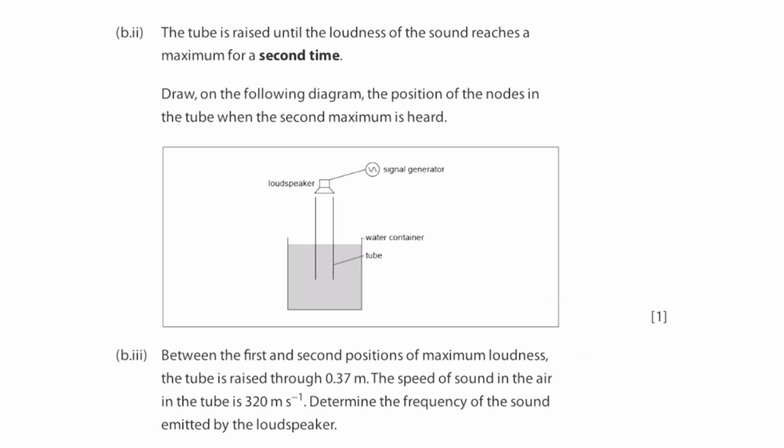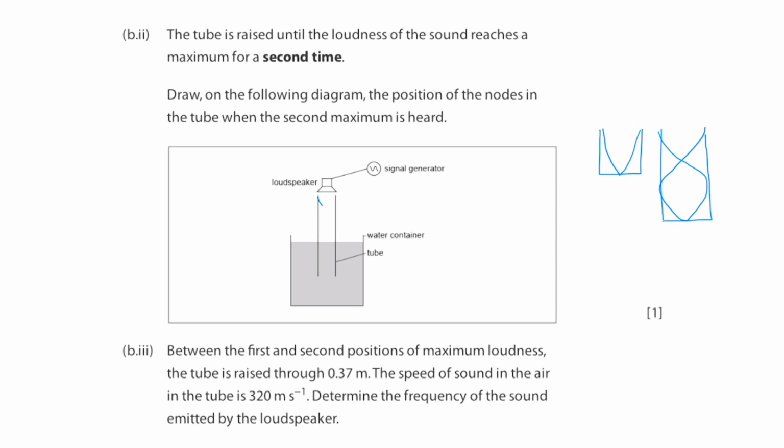B2. The tube is raised until the loudness of the sound reaches a maximum for a second time. So if you remember the first time, we had the maximum with the first harmonic. The second time, we're going to have a maximum with the second harmonic, which looks like that. Draw on the following diagram the position of the nodes in the tube when the second maximum is heard. We want to draw that. And then the nodes are positioned here and here.